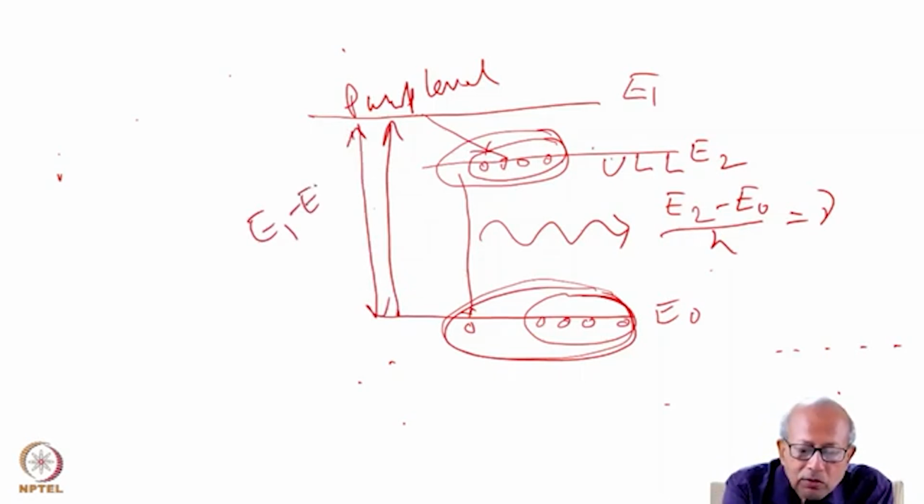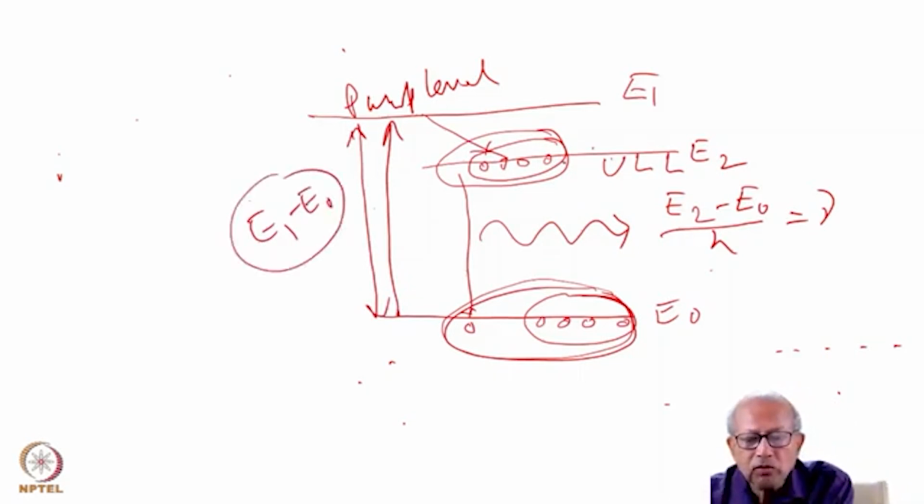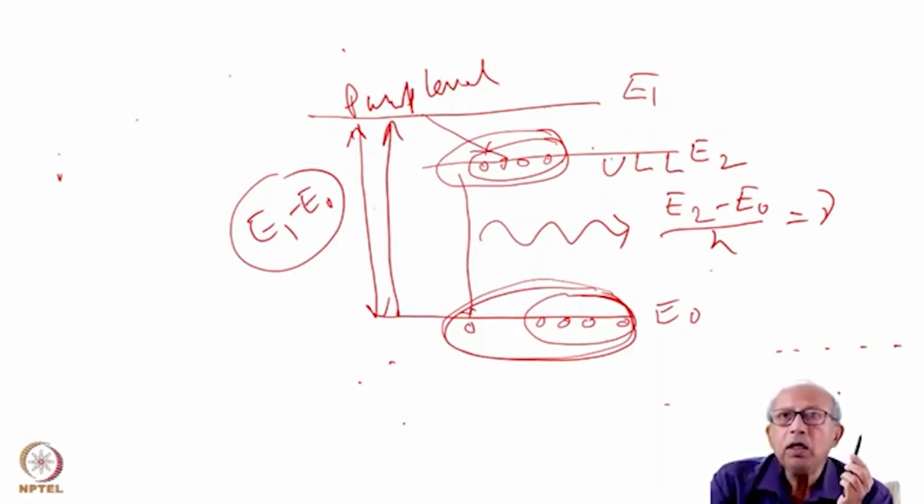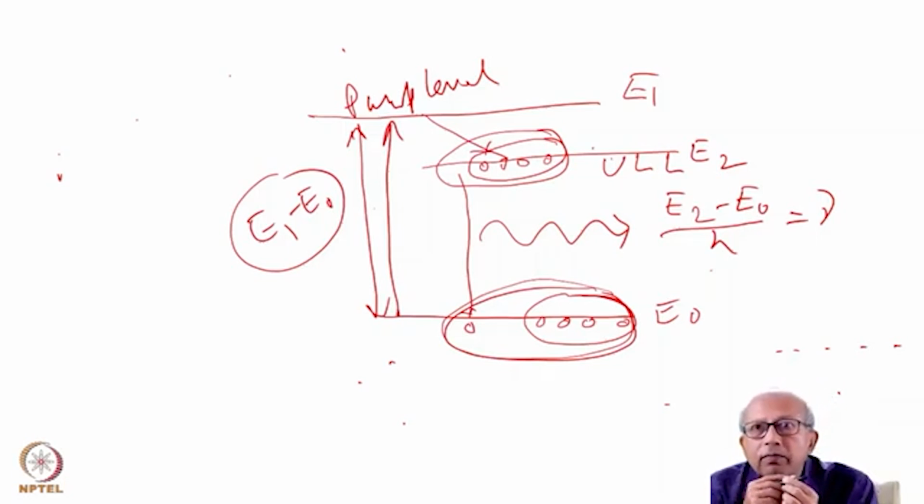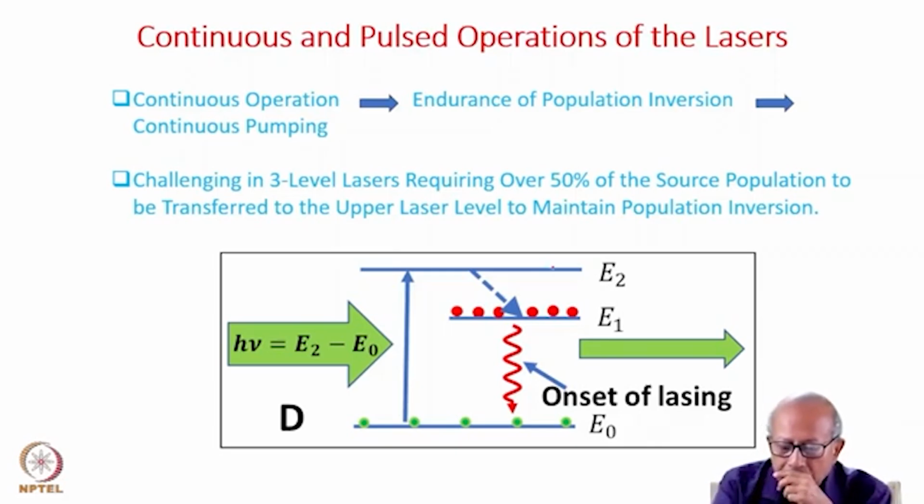E1 minus E0. For every atom that would be transferred to the upper lasing level, this much energy needs to be expended. So as I said, it would be a Herculean task to maintain population inversion in such a 3-level laser, because a huge number of atoms have to be continuously transferred to maintain population inversion in a continuous manner. And thus you see, operating such a laser based on such a three-level scheme is impractical.